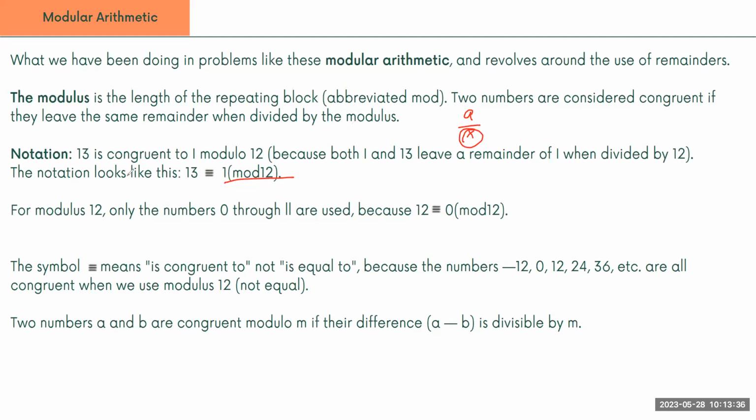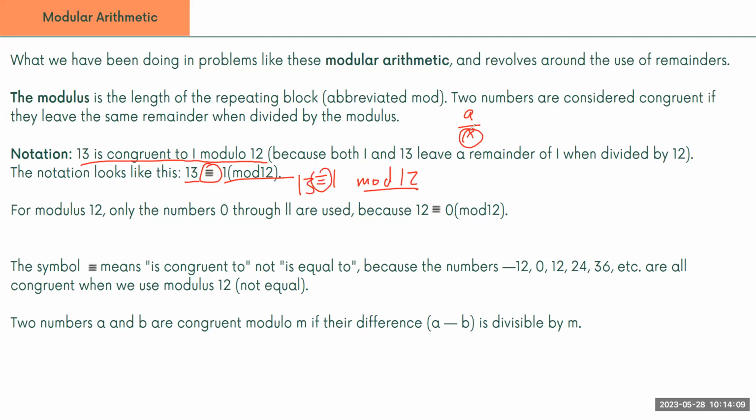For example, 13 is congruent to 1 modulo 12, because both 13 and 1 leave the same remainder when they're divided by 12. If you want to write this in shorthand without writing out the whole sentence, you could just say 13 is congruent, using the congruent sign, to 1 mod 12. Notice that the congruent symbol has 3 lines, and we'll talk about this a little bit later.